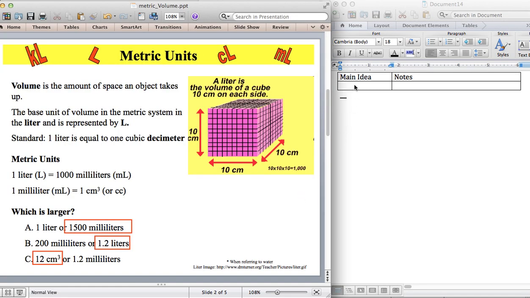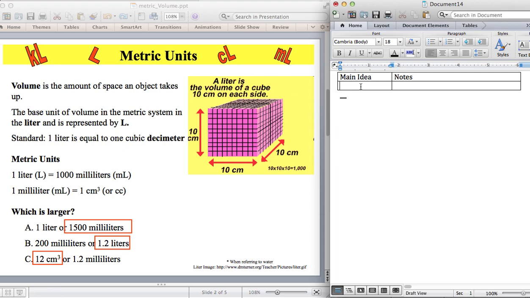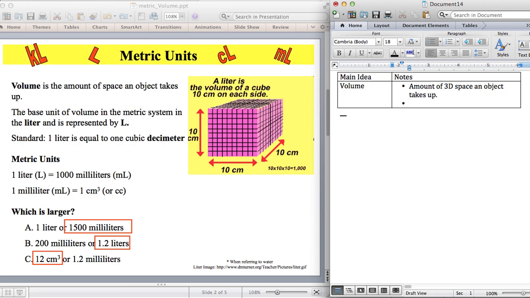So to get started, volume is the amount of 3D space an object takes up, right? Mass was the amount of matter in it, like literally how much stuff is in that object. And volume is the amount of 3D space the object occupies. So oftentimes we measure liquids in terms of their volume, and it gives us an idea of how much we have. And so the base unit of volume in the metric system is the liter.